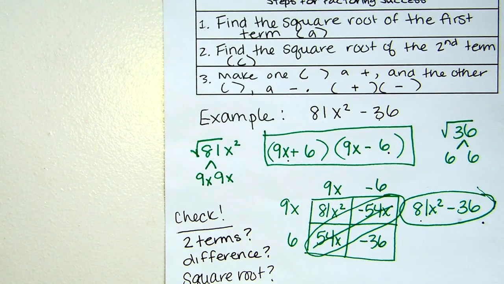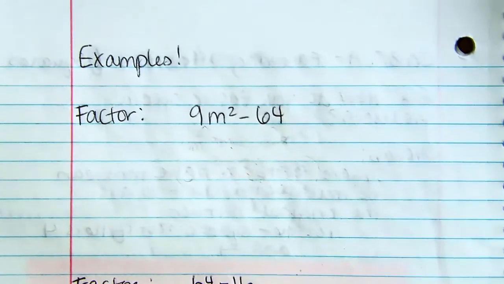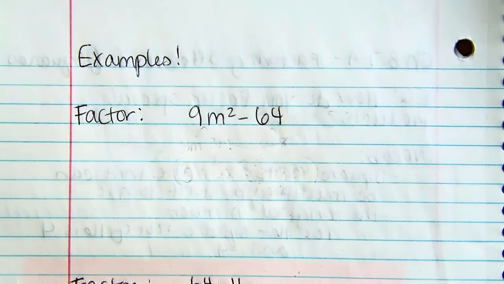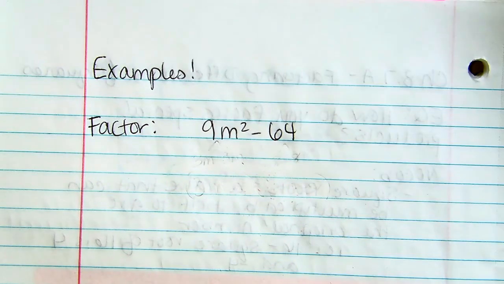Now, moving forward, I have 3 example problems for you. The first example problem is this one here. 9m squared minus 64. Now once again, this is 9m squared minus 64.